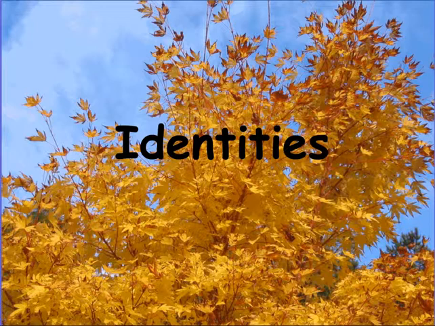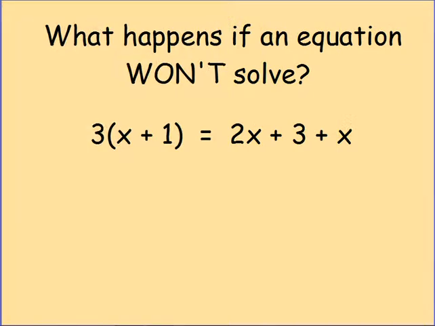Today we're talking about identity equations. Identities happen when an equation won't solve. So for instance, I have this equation here. I'm going to do my first step of distribution, which gives me 3x plus 3 is going to equal 2x plus 3 plus x.